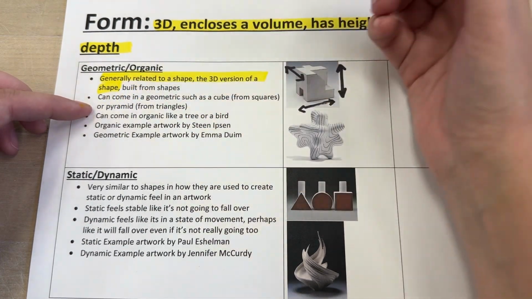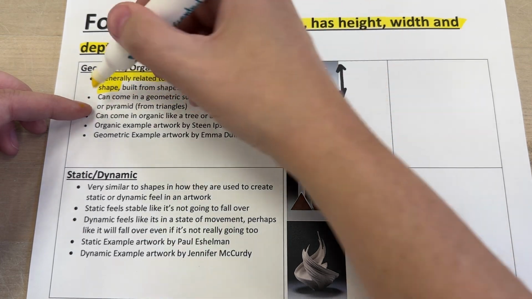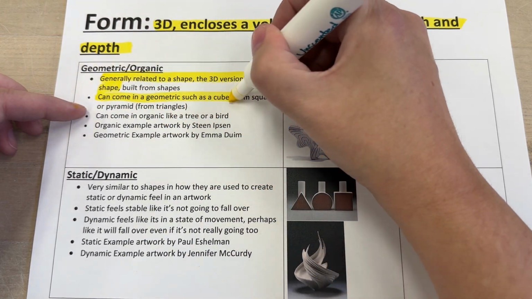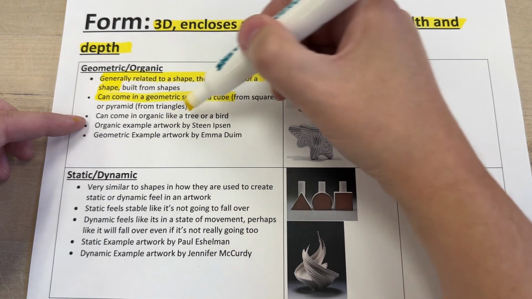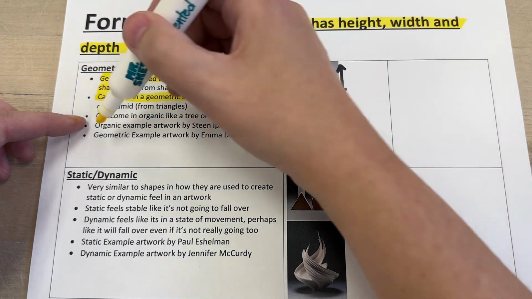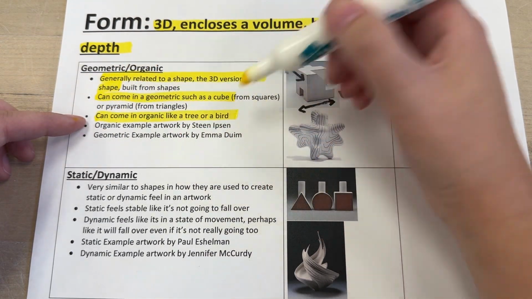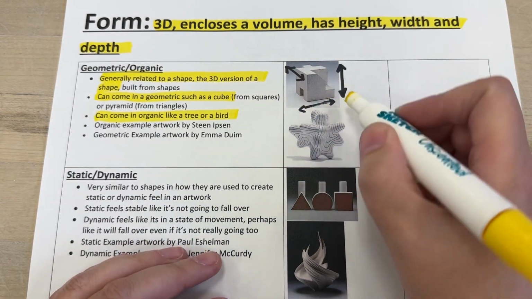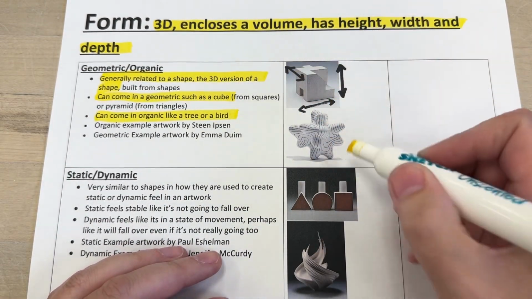Or it could be like a pyramid. So that's built out of triangles, right? So it can come in geometric, such as a cube, or it can come in organic, like a tree or a bird, something that you can measure the 3D space of. You can measure how wide, how tall, and how deep.